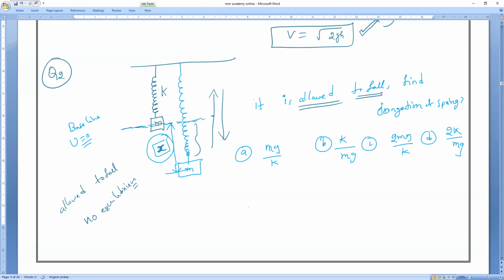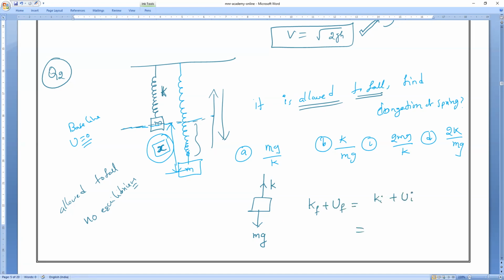We all know that if the body is there, something acts in the downward direction: the weight of the body, Mg. And there is a force acting in the other direction, the spring force, that is K. So now, what is the formula? No friction, so we use the second formula. Ki plus Ui.